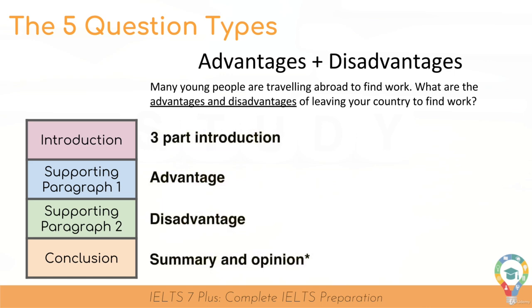As with all Task 2 questions, our three-part introduction remains the same. In your first supporting paragraph, you can give an advantage. In your second supporting paragraph, you can give a disadvantage. This way, our essay will be equal and balanced for the advantages and disadvantages.